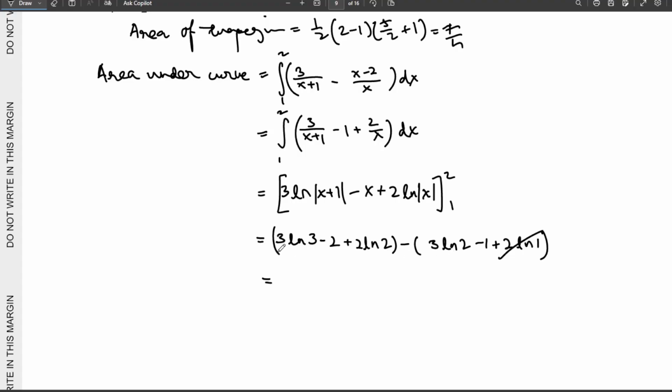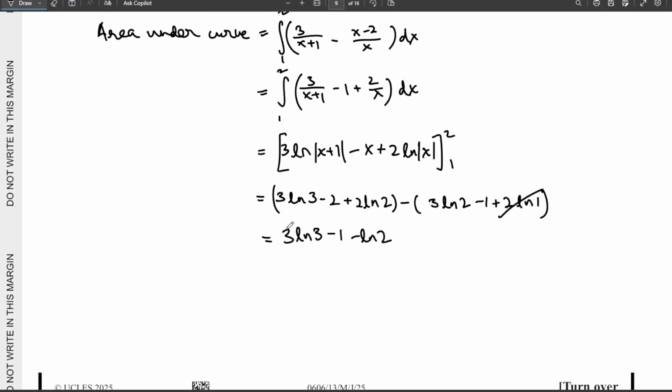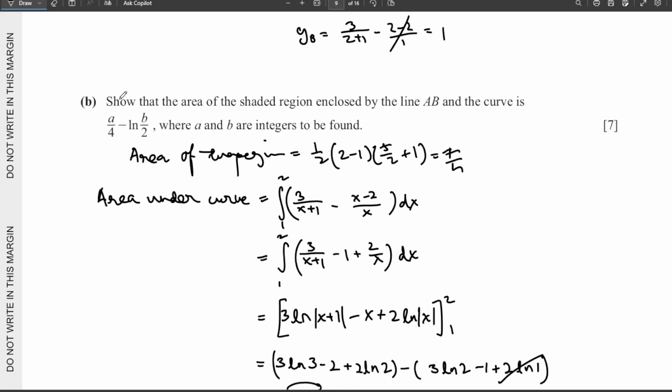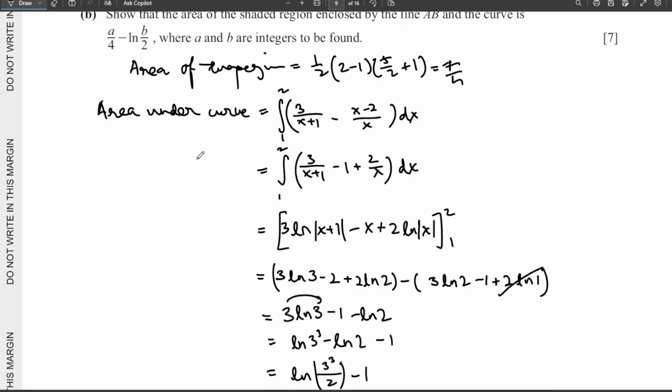And we try to collect the terms. So ln 3 is just ln 3, it's being negative 1, and we have a negative ln 2. I want to try and combine the two logs. So this 3, I'll move up to the power of 3, ln 3 to the power 3. And for the difference of two logs, again, I will make it into one log and divide them, minus 1.